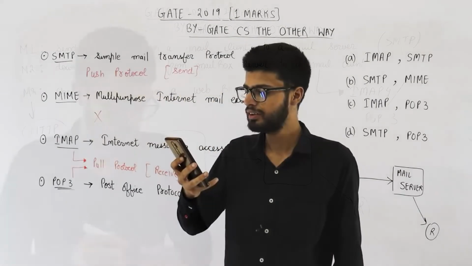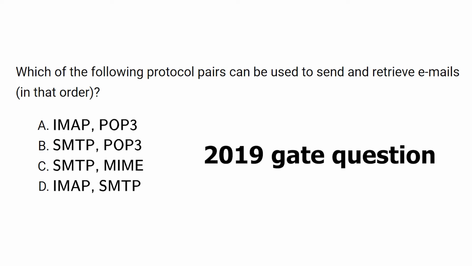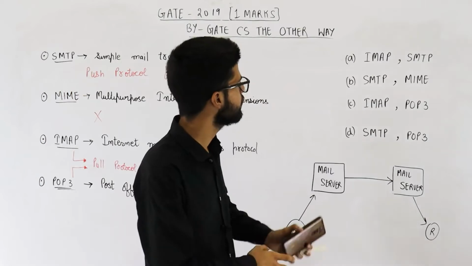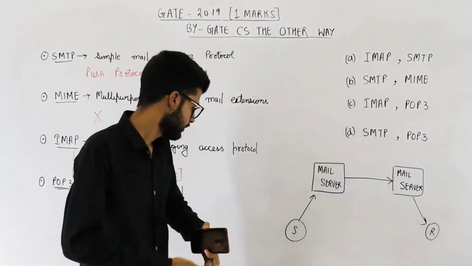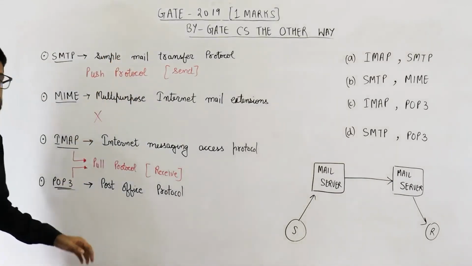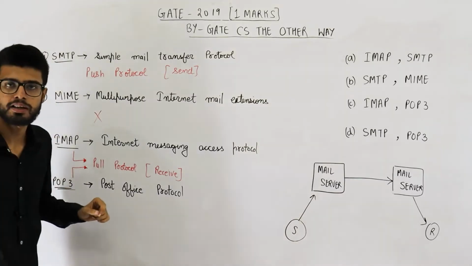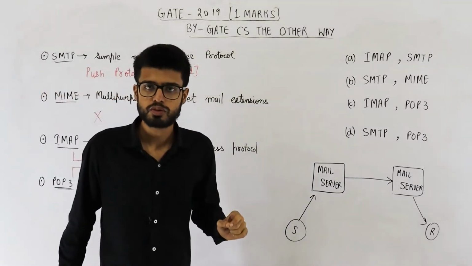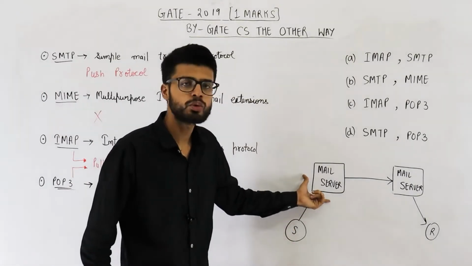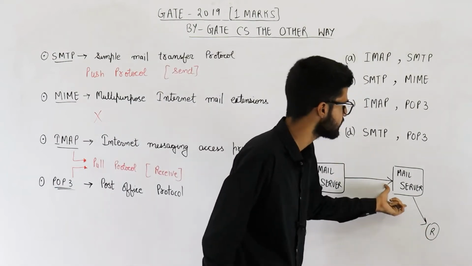The question reads, which of the following protocol pairs can be used to send and retrieve emails in that order? They have given you these 4 options. In the options, these are the protocols they're talking about. First one is SMTP, or Simple Mail Transfer Protocol. This is used for pushing emails. Suppose this is the sender and this one is its mail server. Similarly, here we have the receiver and its mail server.